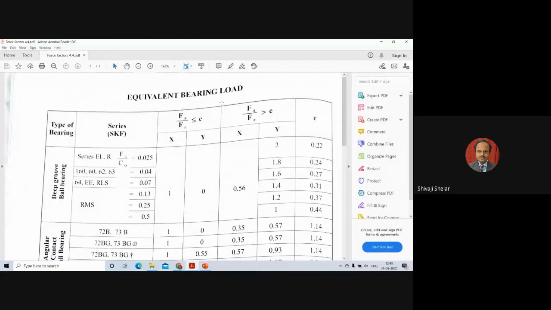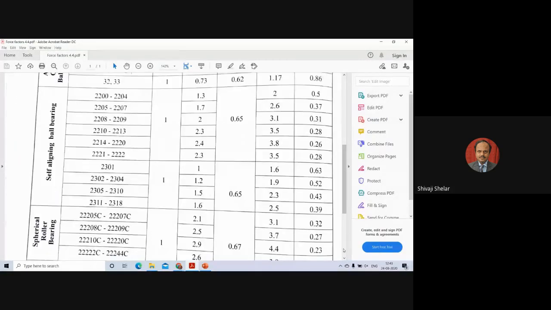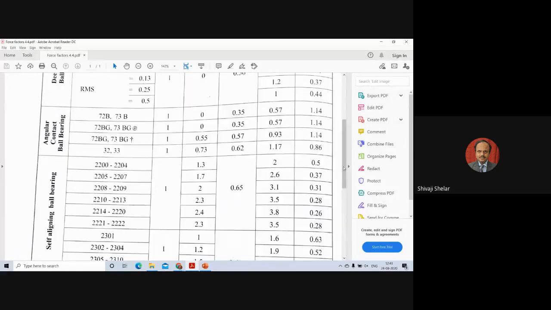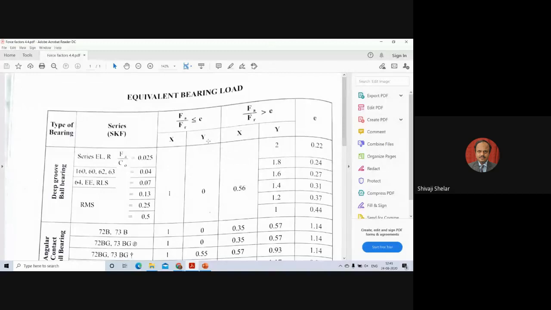See, this is the equivalent bearing load calculation table format. In that you require X and Y values. There are types of bearings, which we have learned here. So based on the type of bearing and based on the value of E, let's understand what is meant by this E value. This is your Fa by C0 value, that is the axial force upon your static load carrying capacity value.